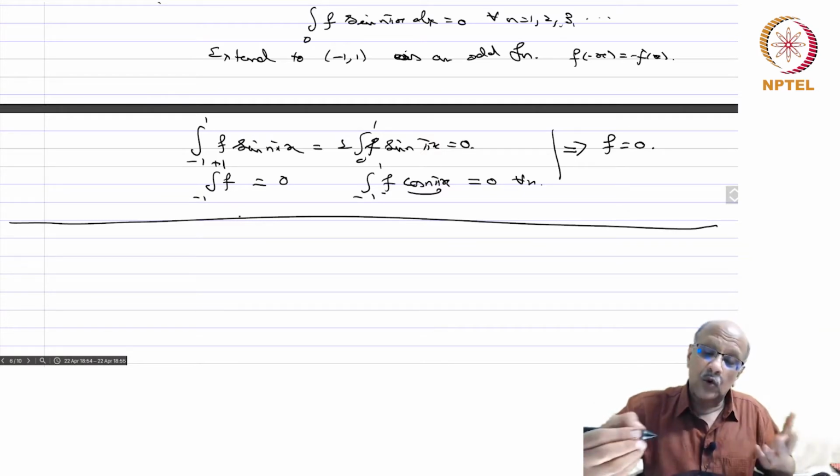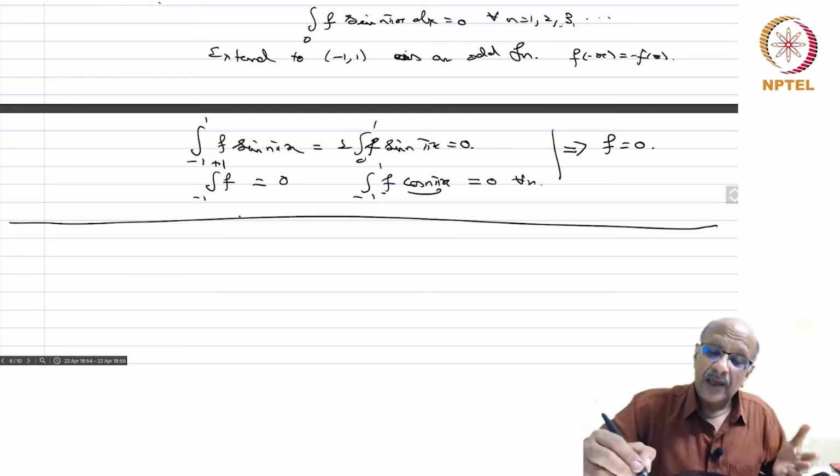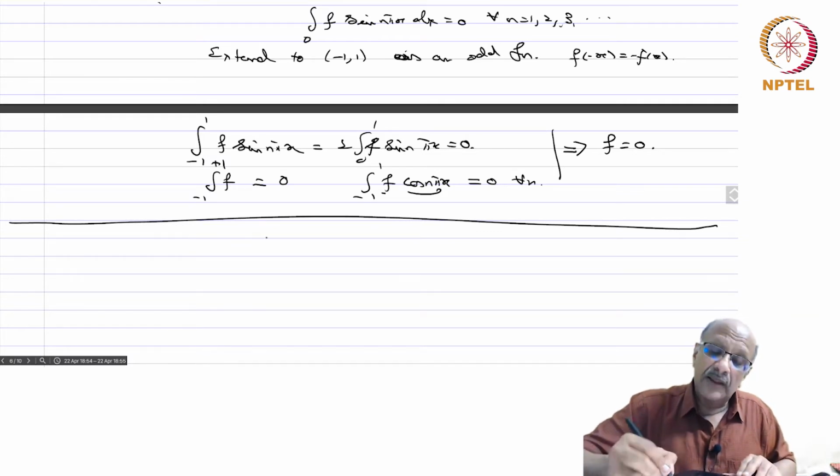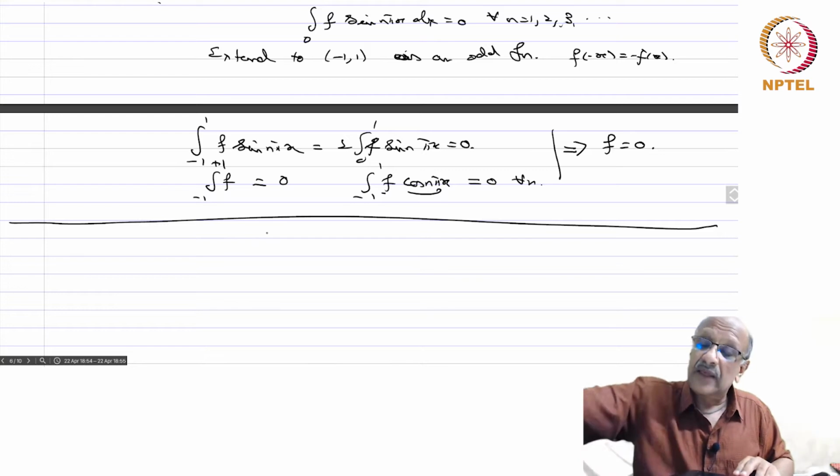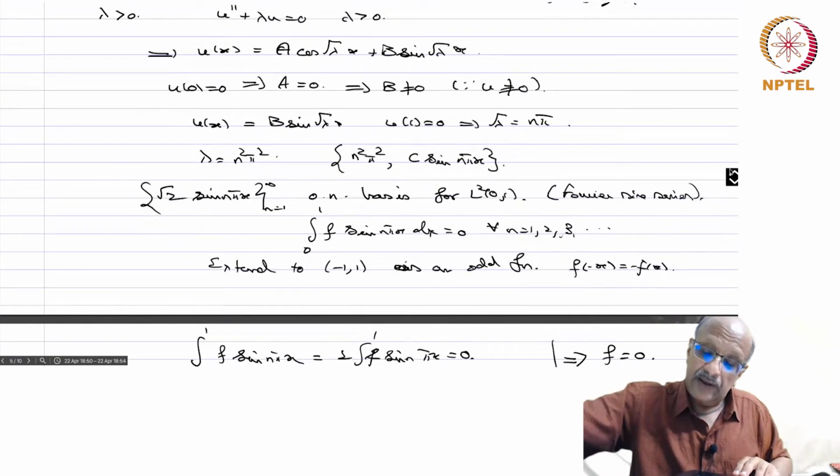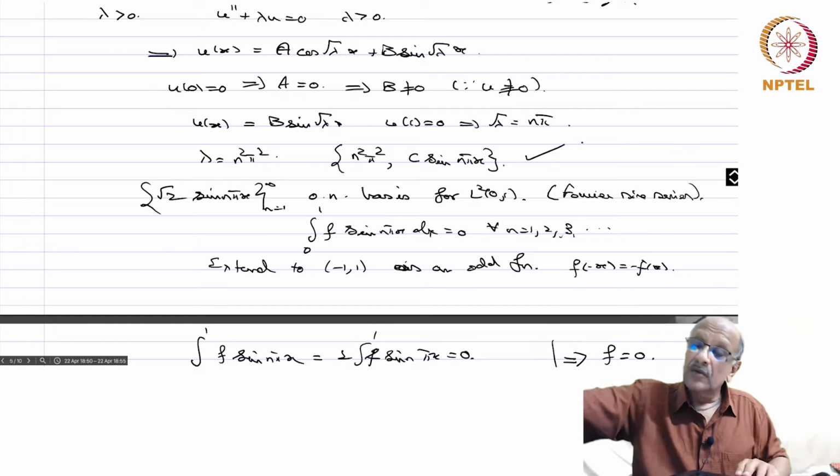And therefore there are no others, because you know from the theory that the eigenfunctions form a complete orthonormal basis, and therefore all the eigenvalues and eigenfunctions are given only by this set. There are no other solutions.